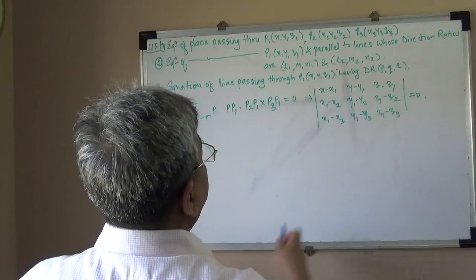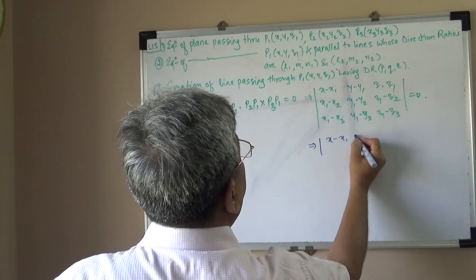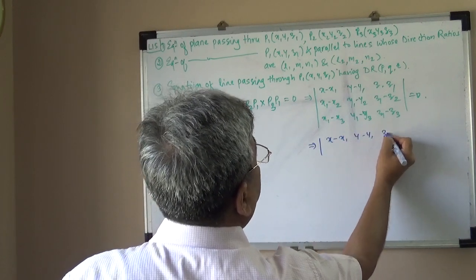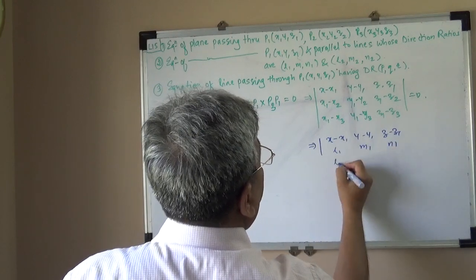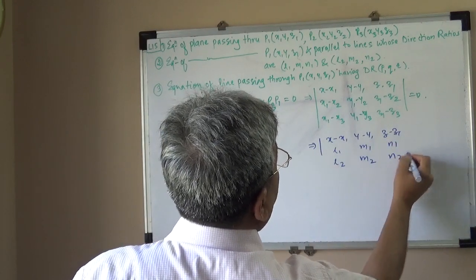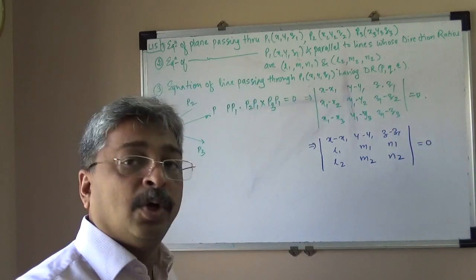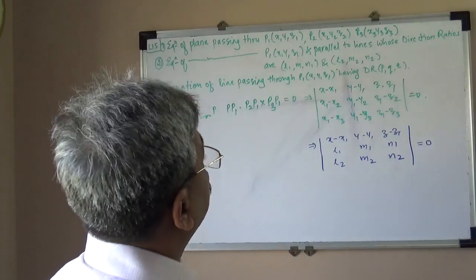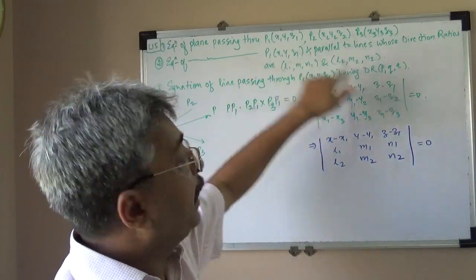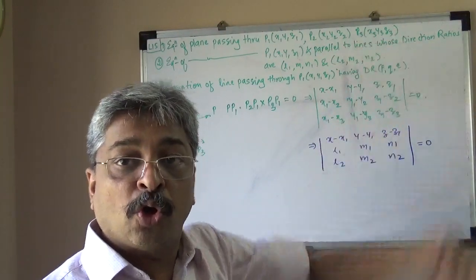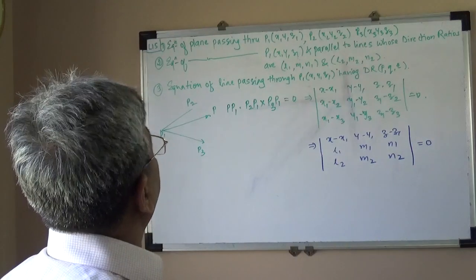The answer for the second is going to be: the determinant with rows x minus x1, y minus y1, z minus z1; L1, M1, N1; L2, M2, N2. This 3 by 3 determinant, the box product, should be equal to 0. This is what is going to be the answer for the second. So if you have been given a point and the direction ratios of the two lines, then this is what is going to be the equation of plane.